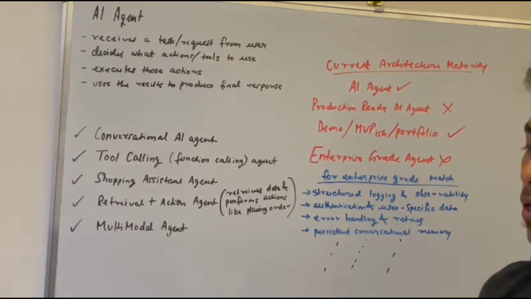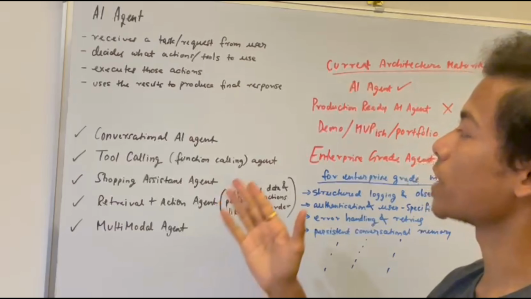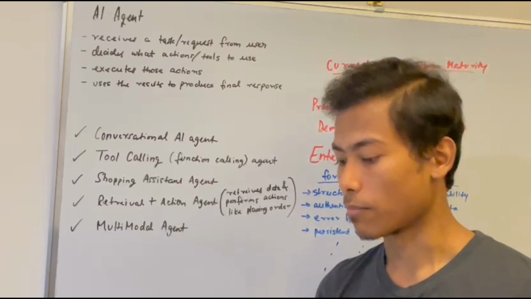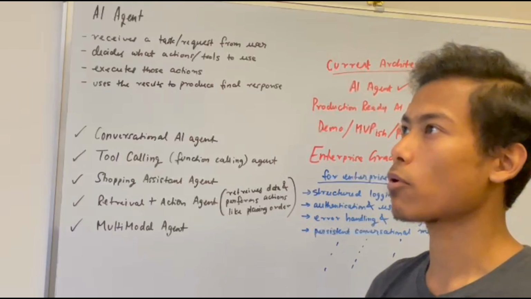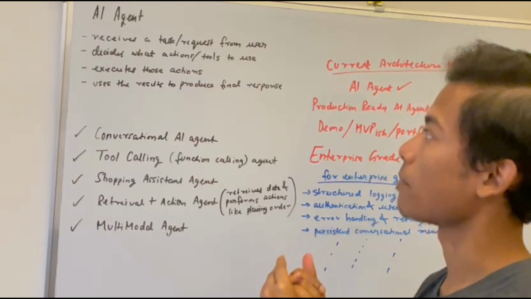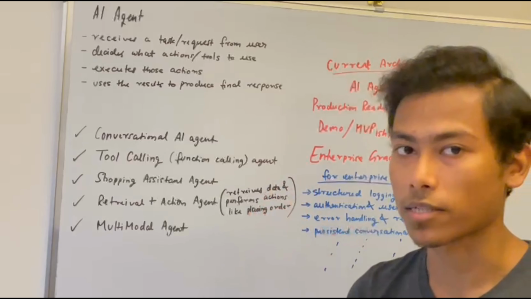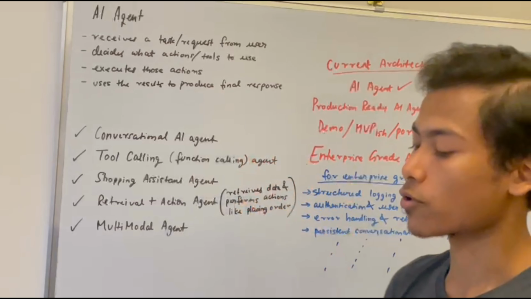So based on its working, there is no doubt that this is a perfect AI agent because it is able to receive a task and request from the user. By that I mean I'm able to prompt it in a chatbot style or in a front end. I can type the task that I want to accomplish, and it is doing the task that it is intended to do. And it can decide what actions or tools to use.